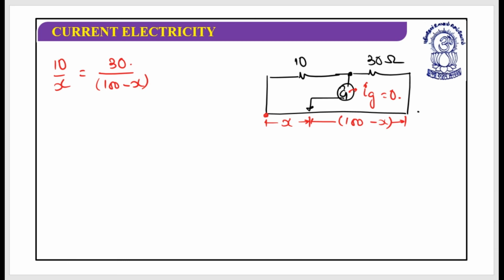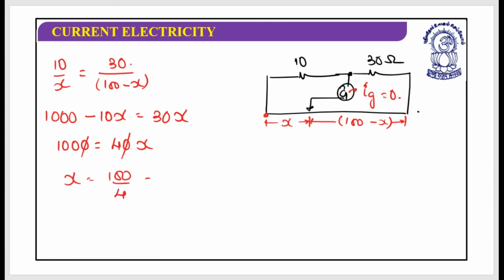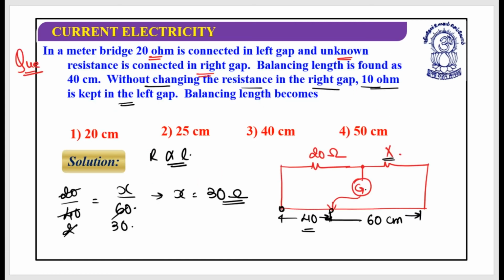Yes, so let's just try to get it done. It's 10 into 100, which is 1000, minus 10x, that should equal 30x. So 1000 equals 10x plus 30x, which is 40x. So x should be equal to 100 by 4, which is 25 centimeter. So my new balancing length will be at 25 centimeter, or I can say my null point has shifted by 15 centimeter, because initially it was 40 and now it is 25. So it has shifted by 15 centimeter in this direction.